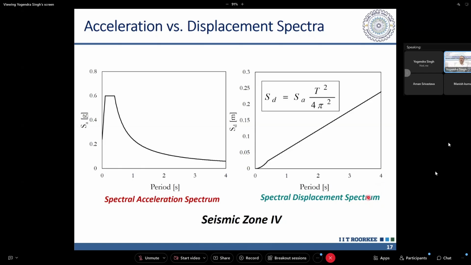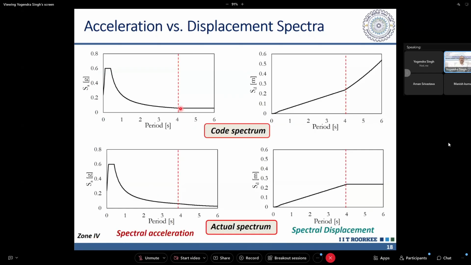Now what will happen after that? After that, our code has assumed the response spectrum to be constant, and when I multiply it by T square, it becomes parabolic.